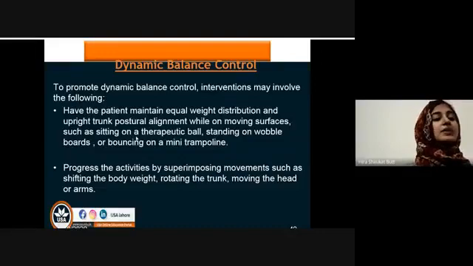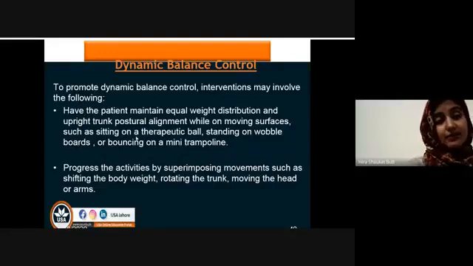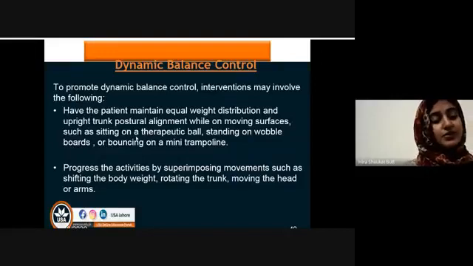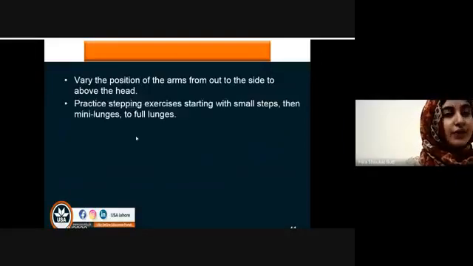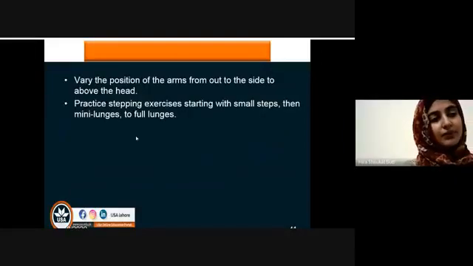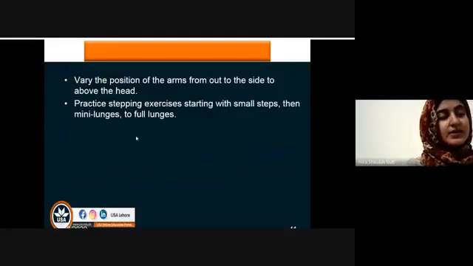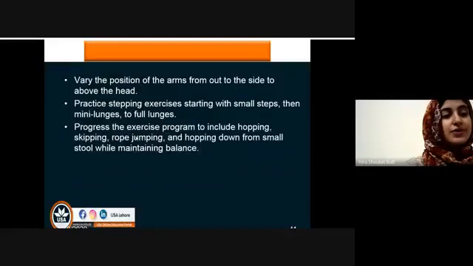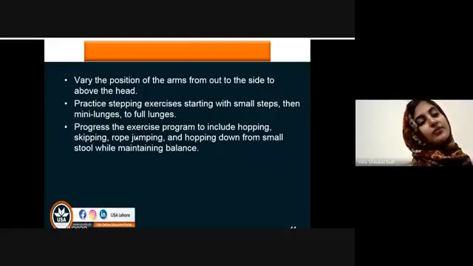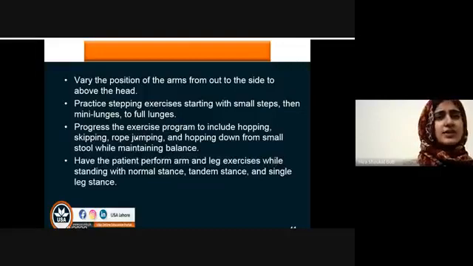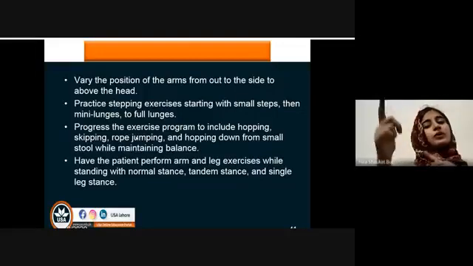Okay, you can progress activities by superimposing movements such as shifting the body weight, rotating the trunk, or moving the head or arms, while at the same time they are standing on the wobble board, or bouncing on the mini trampoline, or sitting on the therapeutic ball. You can vary the position of the arms from out to the side to above the head. You can practice stepping exercises starting with small steps, then mini lunges to full lunges. You can progress the exercise program to include hooping, jumping, rope jumping, skipping, or hopping down from a small stool while maintaining the balance. So all of these things, you can add up the variation of the movement.